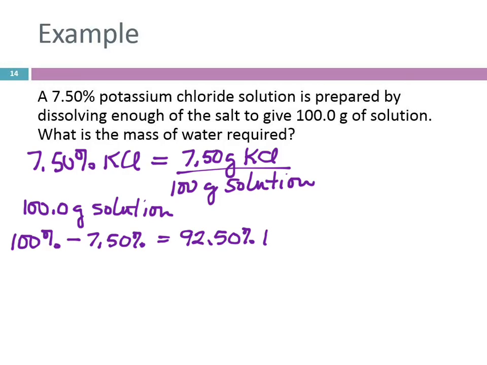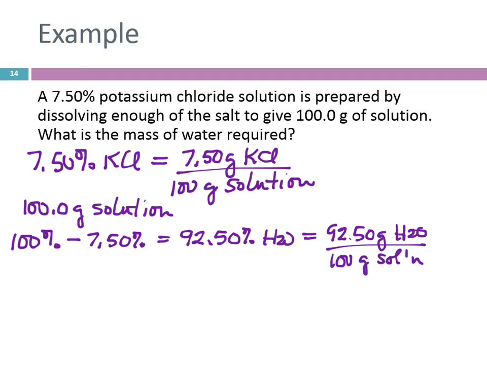And so we subtract the 7.50%, and we get 92.50% water. 7.5% of it is potassium chloride. The other part of it must be water. So that means 92.50 grams of water per 100 grams of solution. That's how chemists abbreviate solution. We get tired.